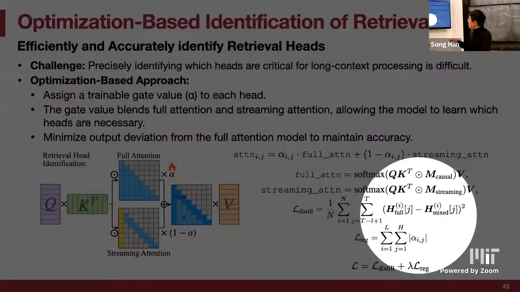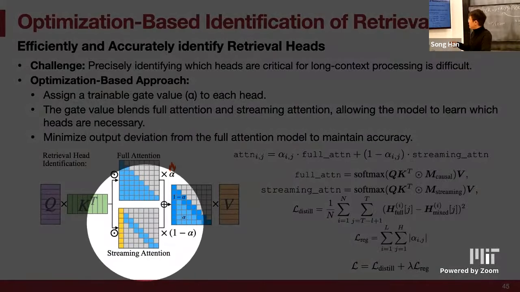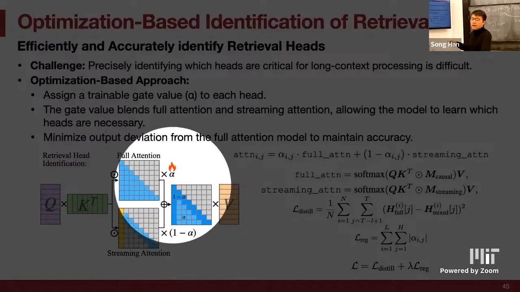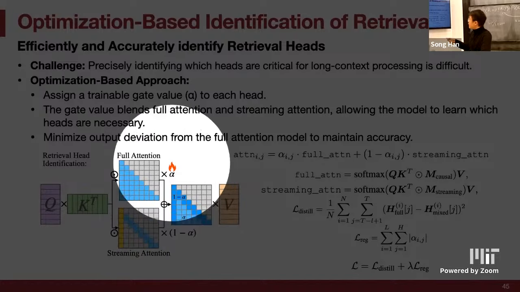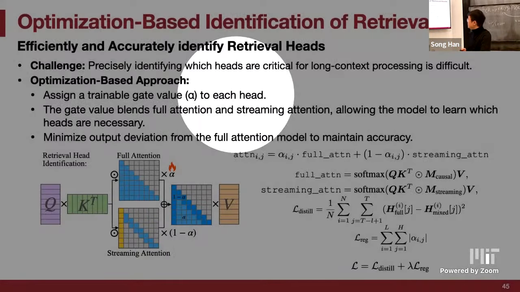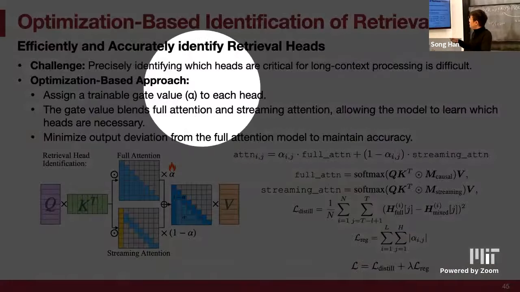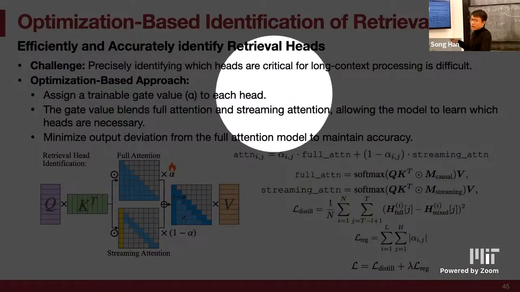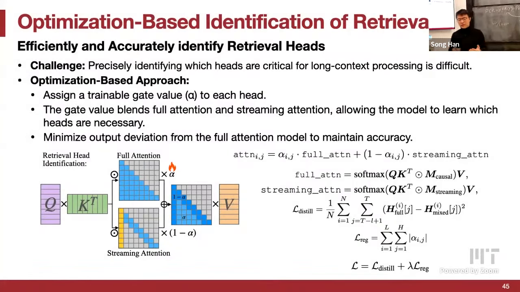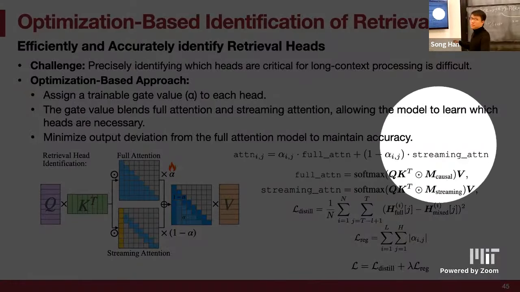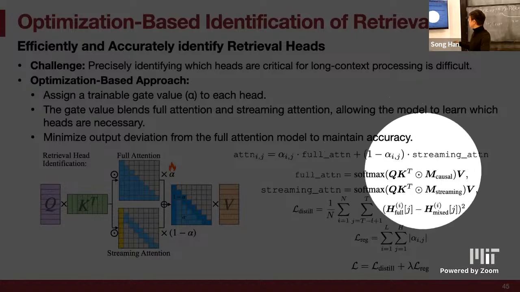We train using both the full attention and streaming attention, but mingle them together with a learnable parameter, which is alpha. So we assign a trainable gate to each head. The gate alpha will blend the full attention and the streaming attention, allowing the model to learn which heads should be full attention versus which could be streaming attention. So here we get alpha times full attention plus 1 minus alpha times streaming attention.